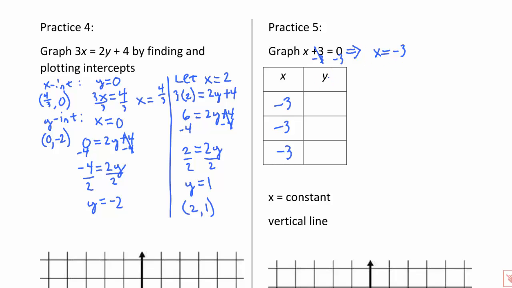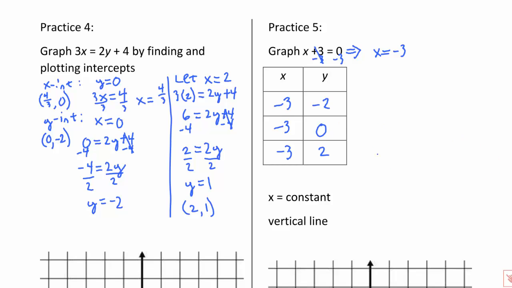Now the y values can be whatever you want because there are no y values in this equation. There is no y variable here. So you can just make it whatever. So I'm going to make this -2, 0, and 2. Now notice that the y value I chose was 0, meaning that this right here, (-3, 0), is the x-intercept.